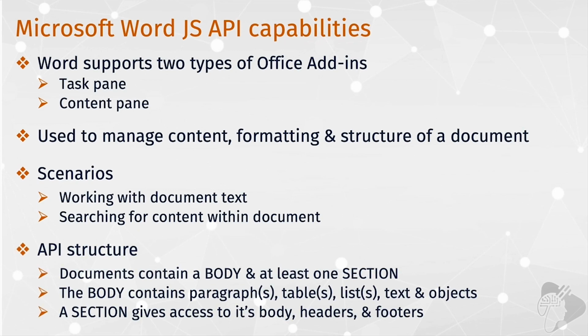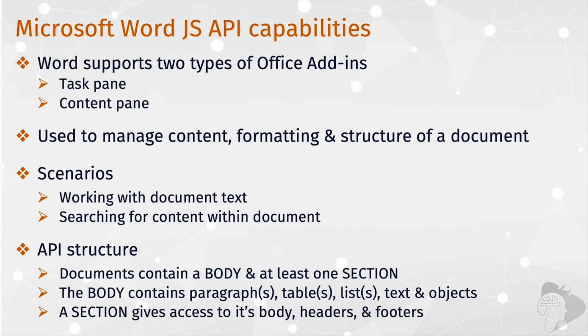Now, one of the things you need to understand is how the API is structured. The way the API is structured is that the Word.js API is going to give you access to two things, a body and a section. The body contains things like one or more paragraphs, one or more tables, one or more lists, text, objects like images, stuff like that. A section is going to give you access to the section's body or the section's headers or footers. So you can change the header and footer for a section of the document. That's where you get access to the section.